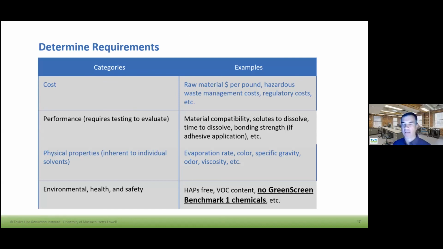Okay, so what's the process? The process is, first you need to determine the requirements for the specific application that you're looking for. And there's 4 major categories. So you want to look at cost. You want to look at performance.